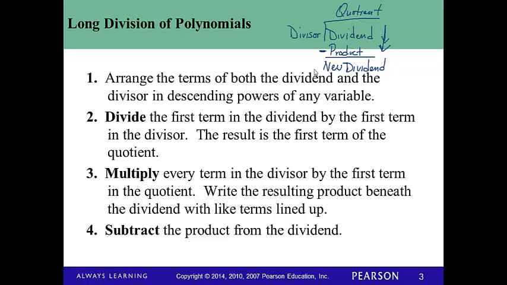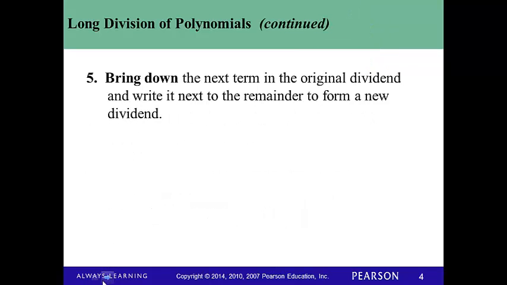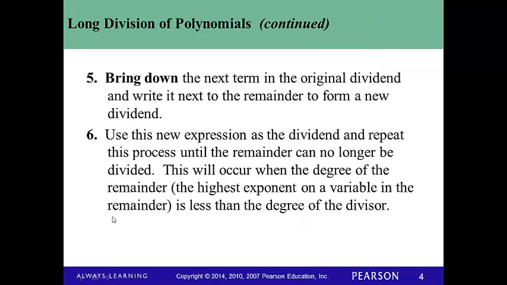And you would continue the process. Now you're going to take the first term in the new dividend and divide by the first term in the divisor. And continue, and then you will multiply. So steps 2 through 5 will be repeated until you cannot divide anymore. The term left at the very end is the remainder.